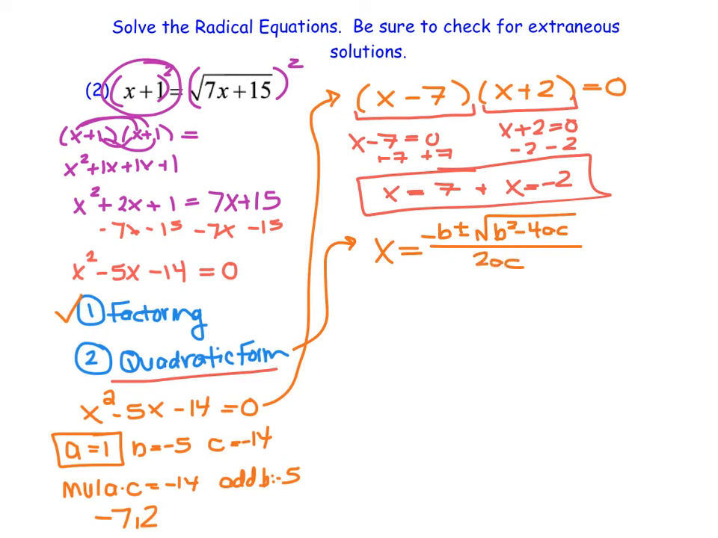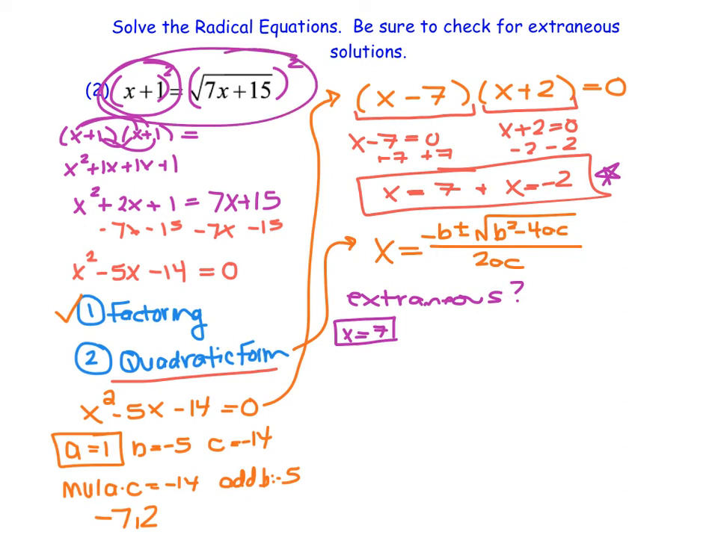Either one will work. Now, the last step here is we need to check for if we have any extraneous solutions. Remember, even though we got two solutions, it doesn't guarantee that they're both going to work. So we're going to actually start with the x equals 7, and we're going to check it and make sure that it works. So we're going to substitute it back into this original equation here.